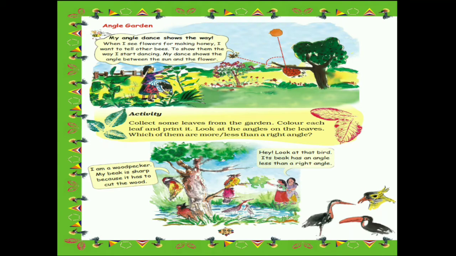An angle garden. Let's read. My angle dance shows the way. When I see flowers for making honey, I want to tell other bees to show them the way, so I started dancing. My dance shows the angle between the sun and the flower.